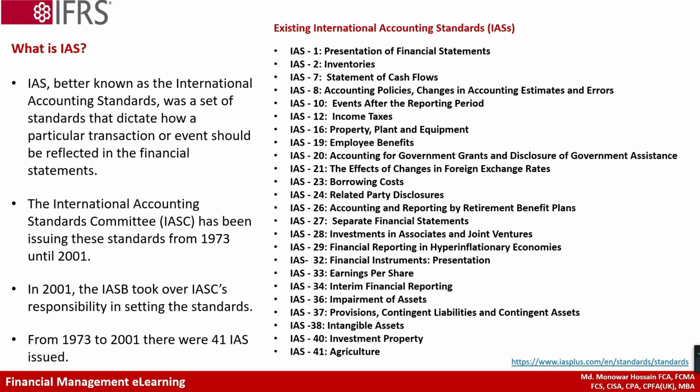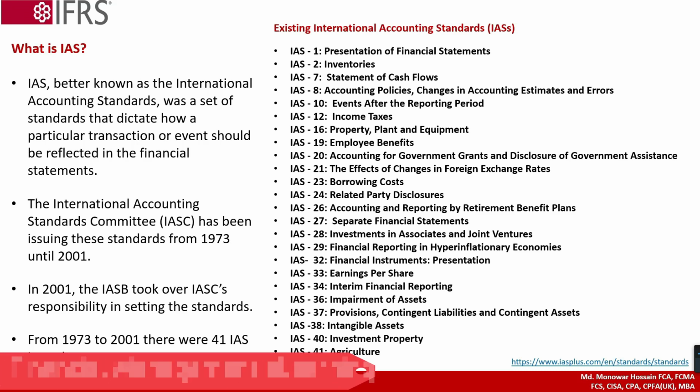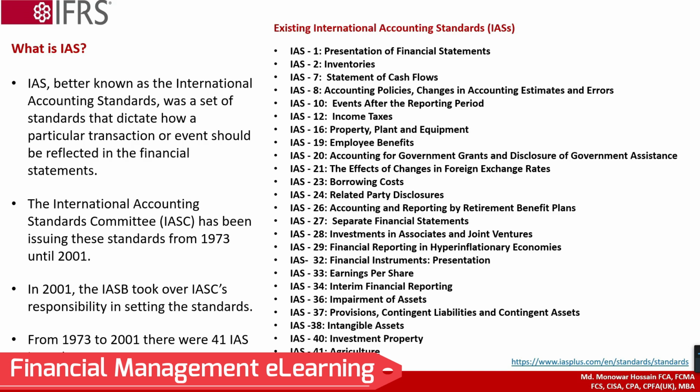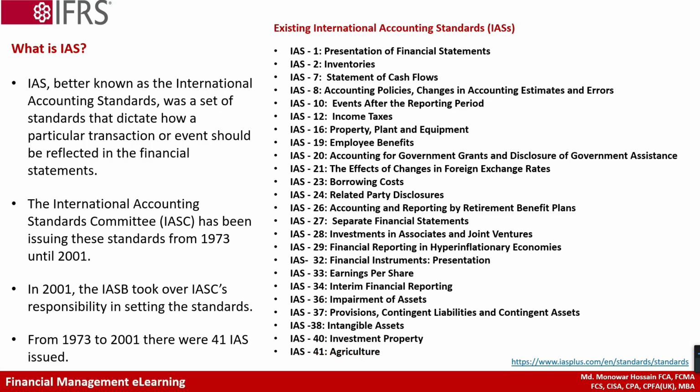Related Party Disclosures; IAS 26, Accounting and Reporting by Retirement Benefit Plans; IAS 27, Separate Financial Statements; IAS 28, Investments in Associates and Joint Ventures; IAS 29, Financial Reporting in Hyperinflationary Economies; IAS 32, Financial Instruments: Presentation; IAS 33, Earnings Per Share; IAS 34, Interim Financial Reporting; IAS 36, Impairment of Assets; IAS 37, Provisions, Contingent Liabilities and Contingent Assets; IAS 38, Intangible Assets; IAS 40, Investment Property; IAS 41, Agriculture. These are the IAS that exist at this moment.